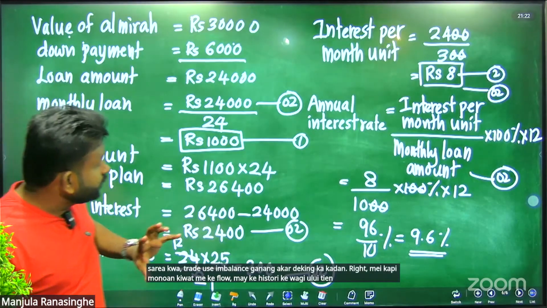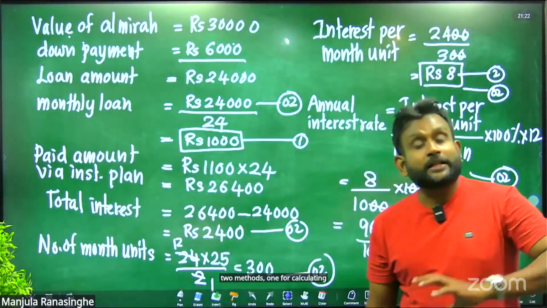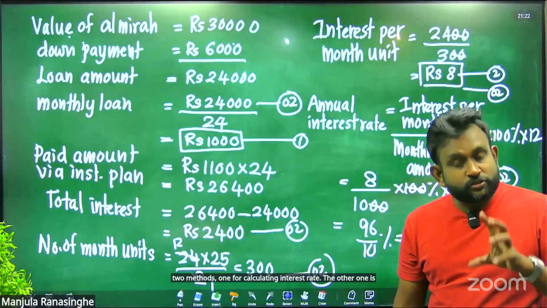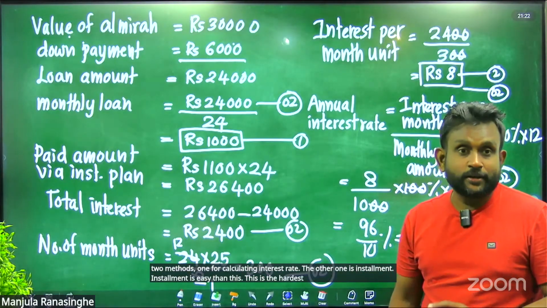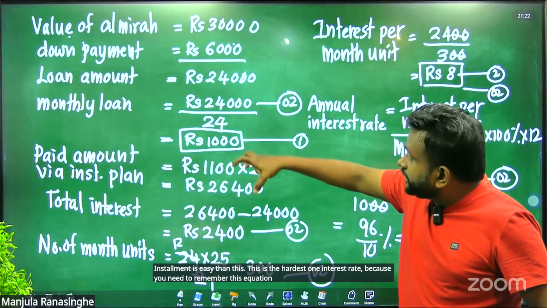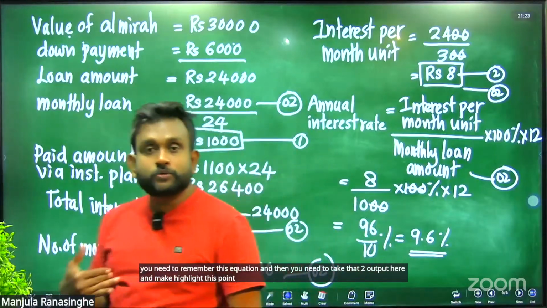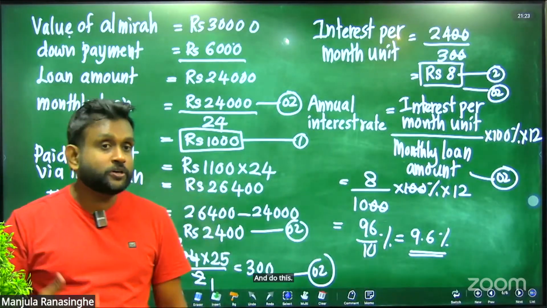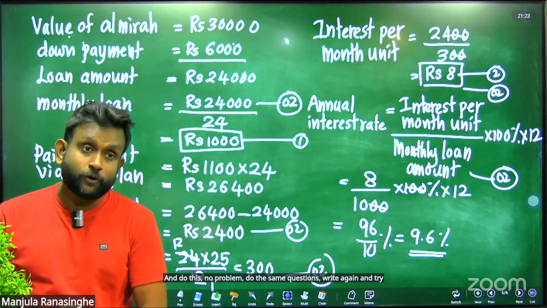There are two methods: one for calculating the interest rate, the other one is the installment. Installment is easier than this. This is the hardest one, the interest rate, because you need to remember this equation and then you need to take those 2 outputs here and highlight these points and do this. No problem, do the same questions again and try whether you can remember the flow here.